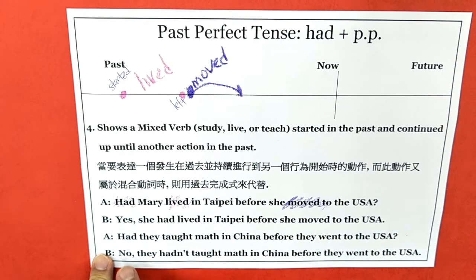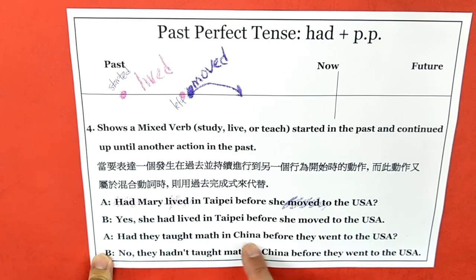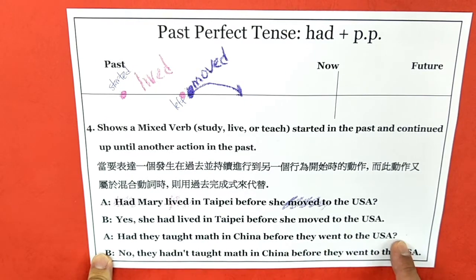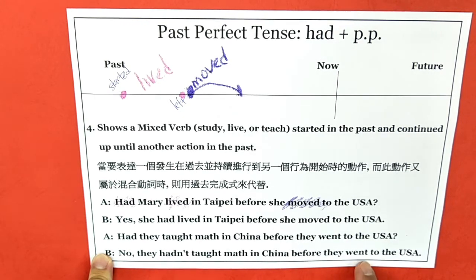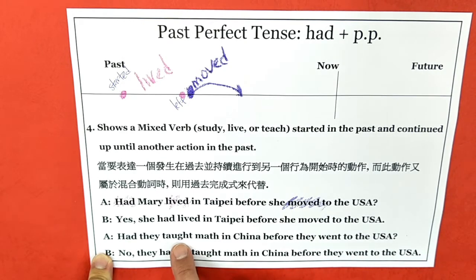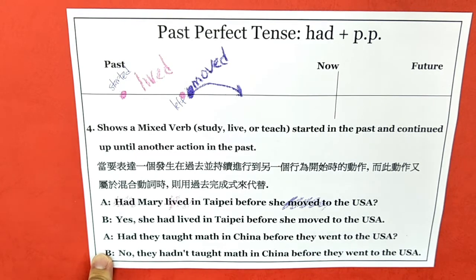Let's look at a negative sentence. Had they taught math in China before they went to the USA? No, they hadn't taught math in China before they went to the USA. Again, teach is a mixed verb. We could also have said, did they teach math in China before they went to the USA? See, I could use the simple past. I like the past perfect better, but you could also use the simple past. All right, very good. Okay, let's do the exercises.